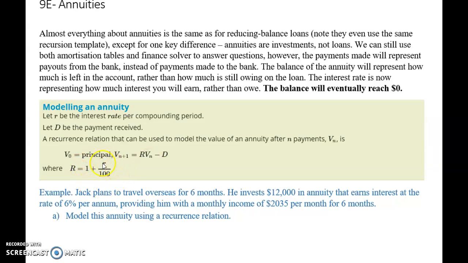And don't forget to work out your rate, it's just 1 plus the interest rate divided by 100. Don't forget to account for compounding periods. So for example, if it's monthly, you have to divide it by 12. If it's fortnightly, 26. If it's weekly, 52, and so on.